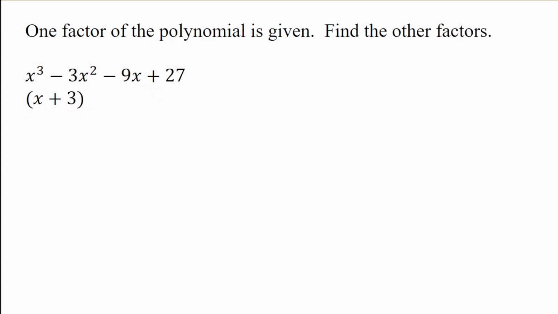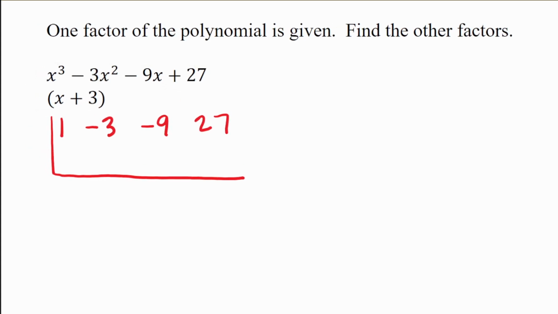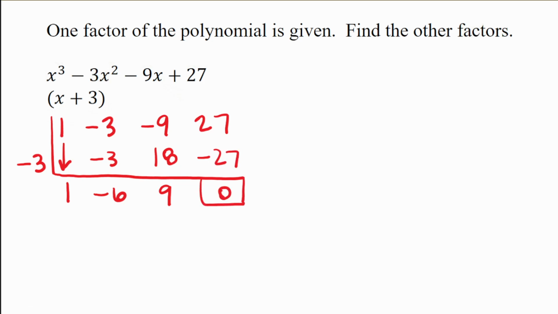So I'm going to start by dividing the polynomial I'm given by the factor I'm given. So 1x to the 3, negative 3x to the 2, negative 9x to the 1, and 27 divided by x plus 3, I'm going to need to put negative 3 in there. Okay, so I'll drop it down, multiply, add, multiply, add, multiply, add. Okay, sure enough, this is a factor.